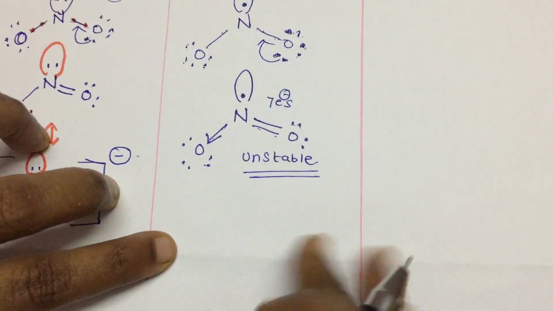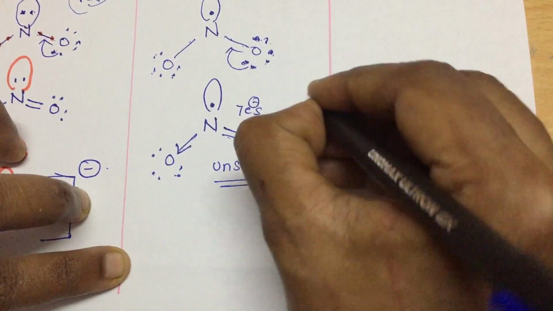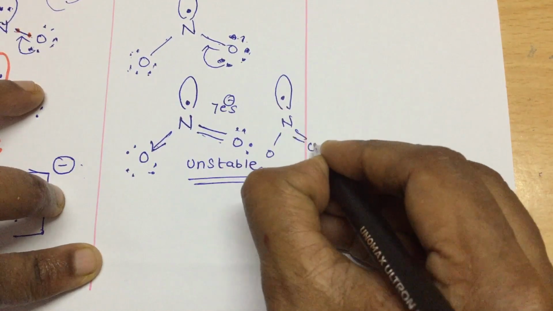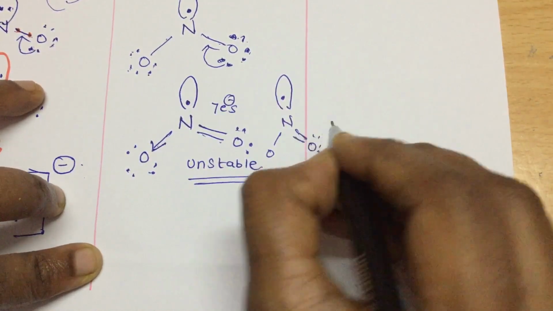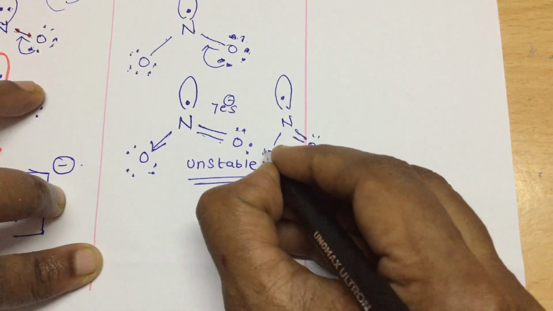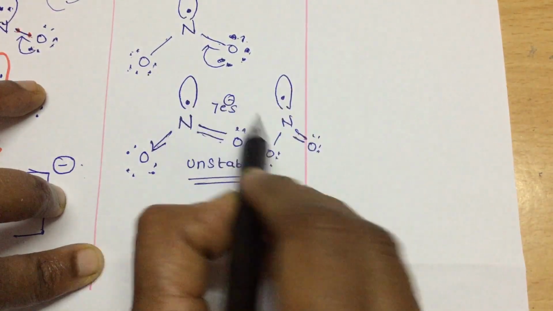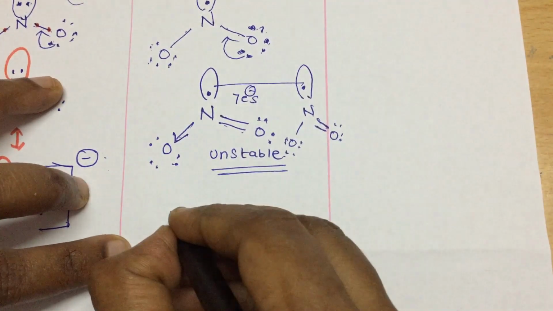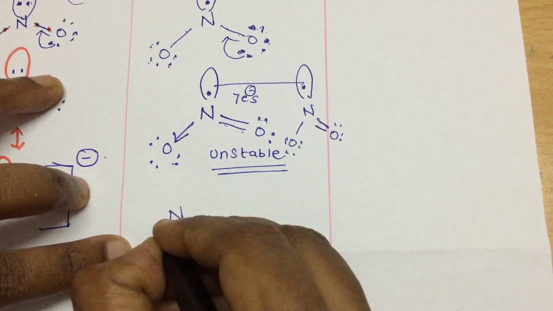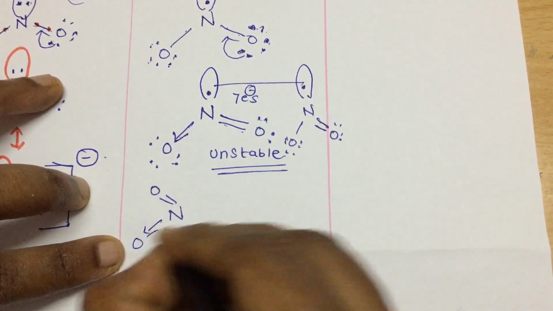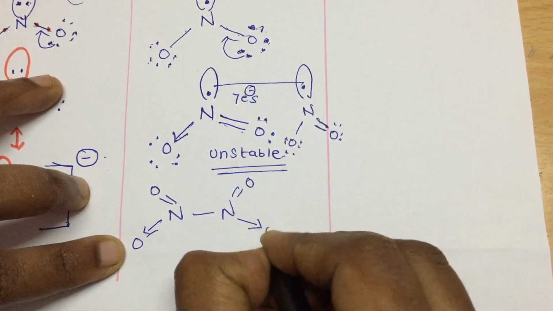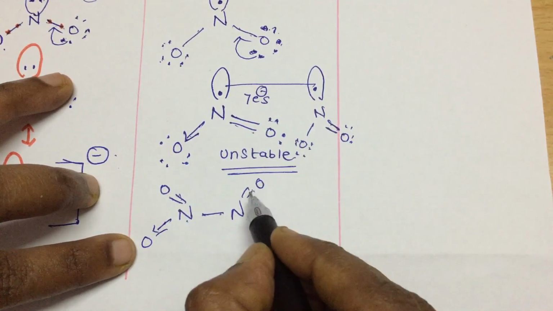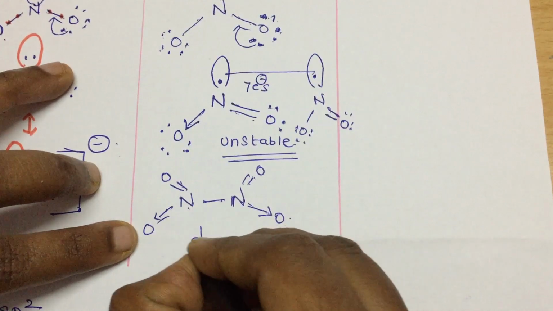How does it exist as a dimer? The maximum it could obtain from the oxygen, it has already received, with no more to gain from oxygen. So it will couple with another species to form a bond. That's why the NO2 molecule will always exist as a dimer. Now see the octet: 1, 2, 3, 4, 5, 6, 7, 8 for this nitrogen, and 1, 2, 3, 4, 5, 6, 7, 8 for this nitrogen. That's why it exists as a dimer.